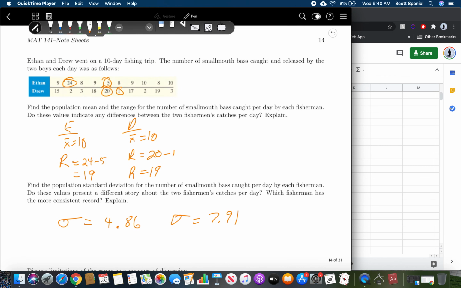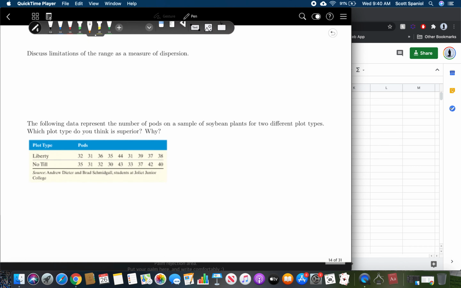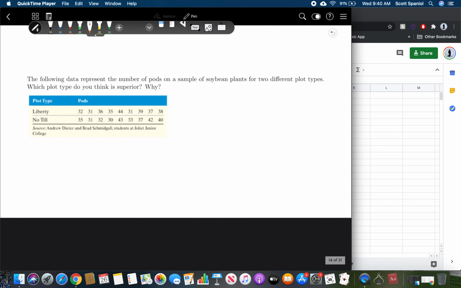In this case, what happened is Ethan was in the high single digits almost every day, except for one really big day and one small day, whereas Drew was all over the map. There was no consistency on what happened each day. Okay. And so now let's try this last one together as well.